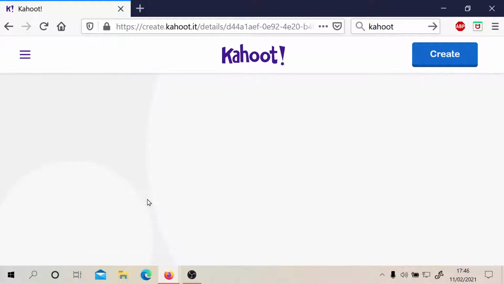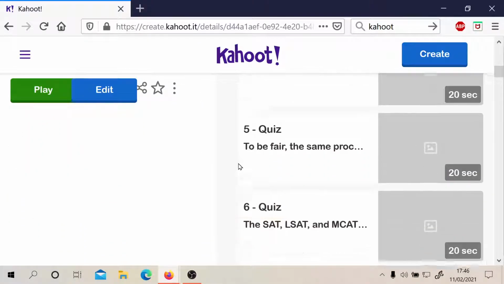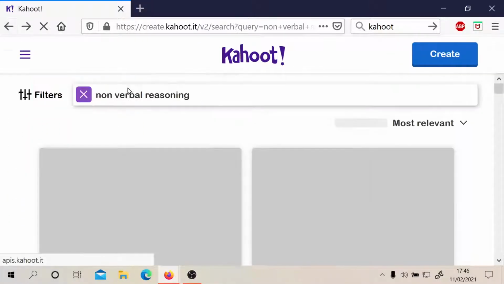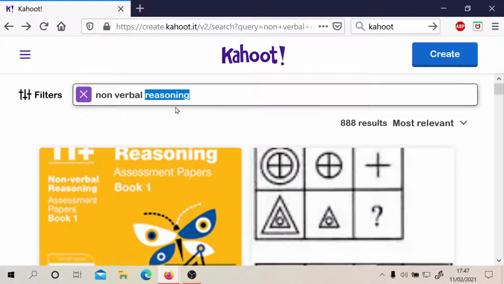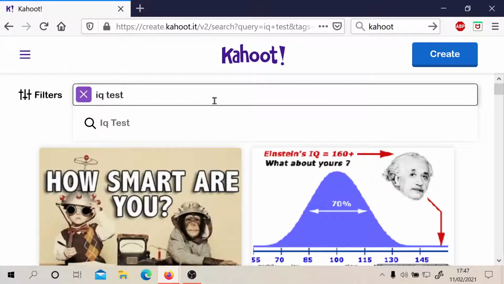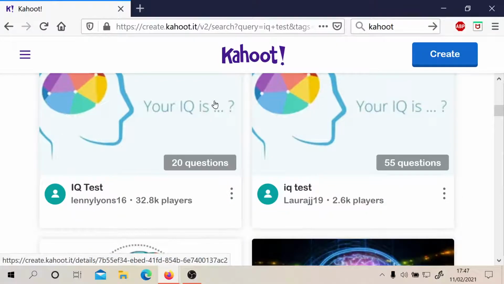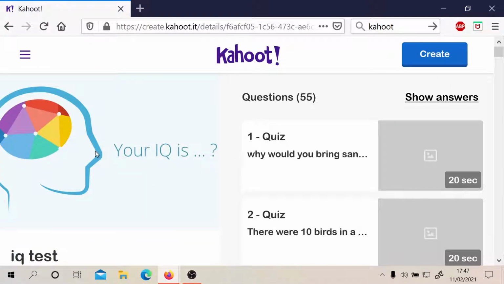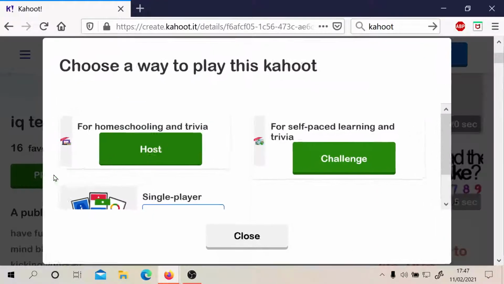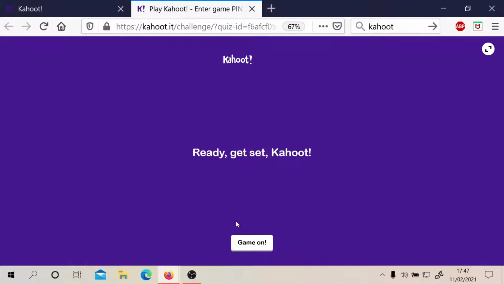I wonder what this is. Should we just do straight up IQ tests? It might be worth doing just straight up IQ tests. Let's see if we can find. Yeah, this looks good. I think maybe why not, why confuse things.